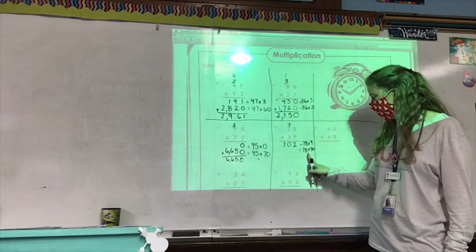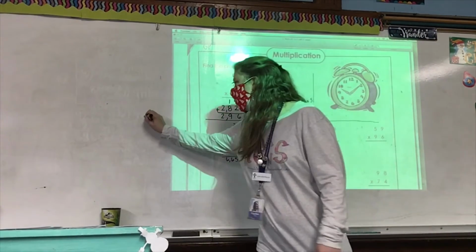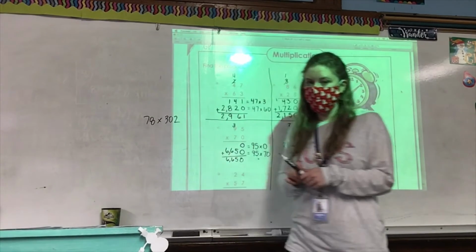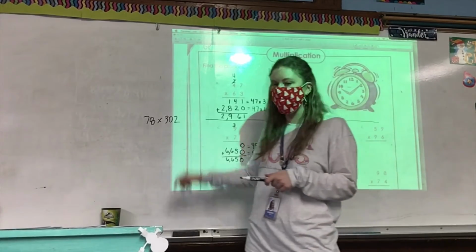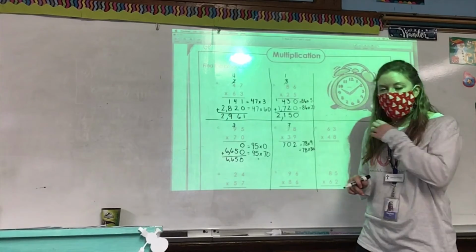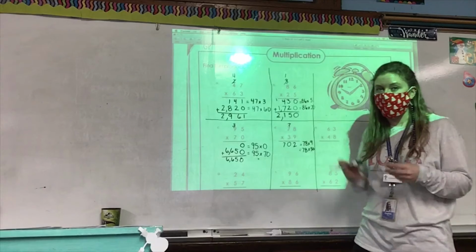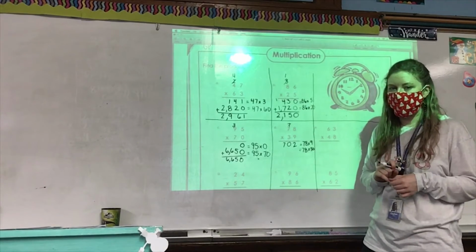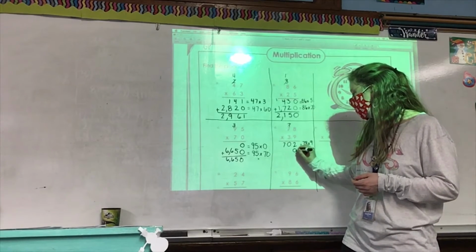Now I see in my equation I have a what? A 0. Not just a 0, because what if I was solving 78 times 302? Would I do the same thing there? No, so it's not that. I have a multiple of 10. And anytime I multiply by a multiple of 10, what does that mean? A 0 will be in the ones place. There's going to be a 0 in the ones place.